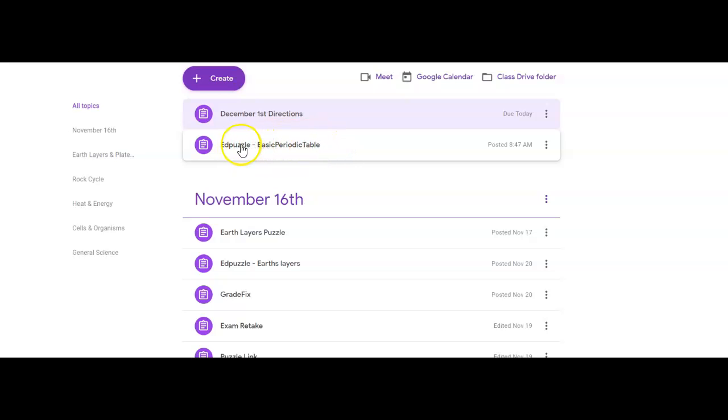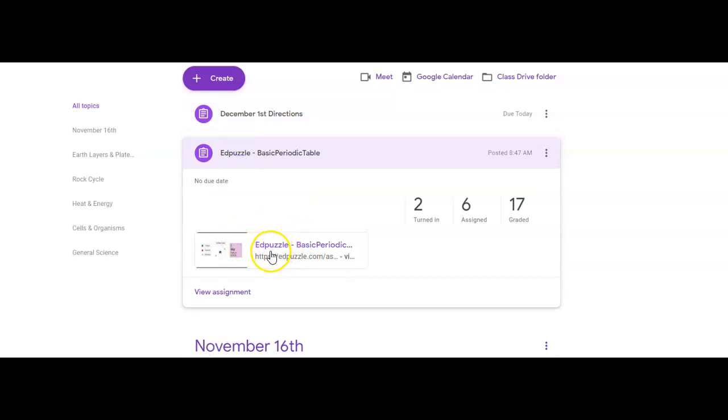This Ed puzzle actually has all the information that they need. It's a video that shows them what to do, and the students were all instructed to watch this video. Not everybody watched it, not everybody paid attention, but had they done that, they would really understand what to do.